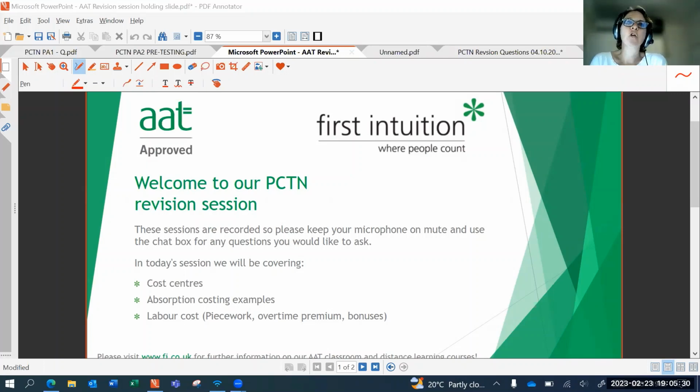Based on your requests, I've put together a few suggestions of what we might have a look at this evening, but we're going to be working now from the AAT practice assessments rather than from the first intuition ones.